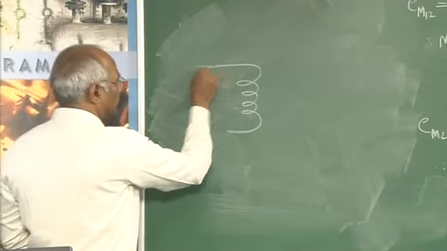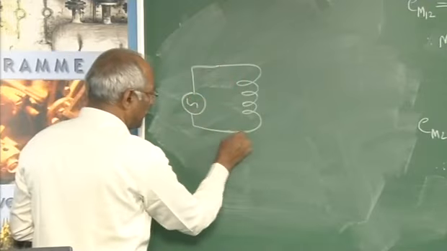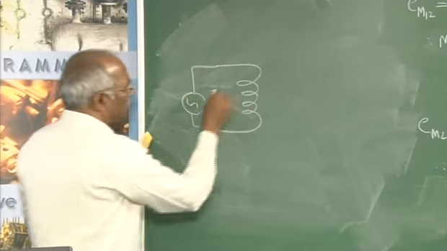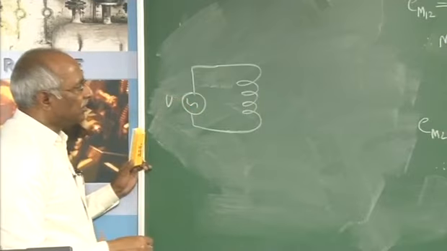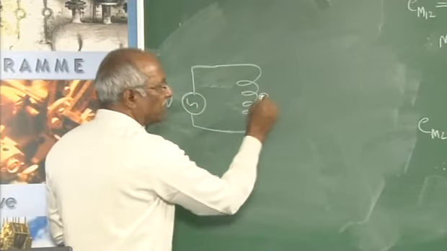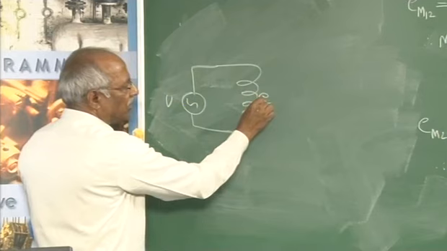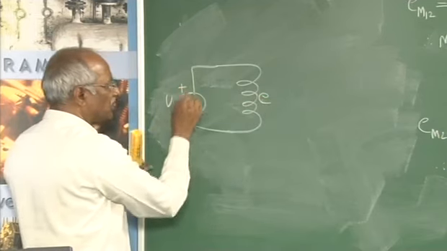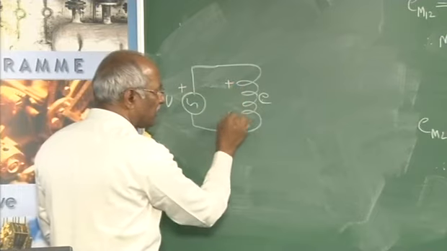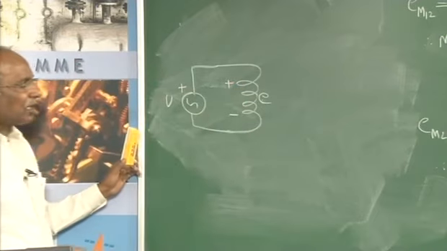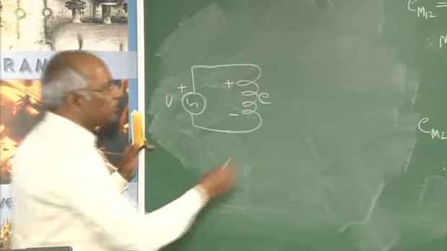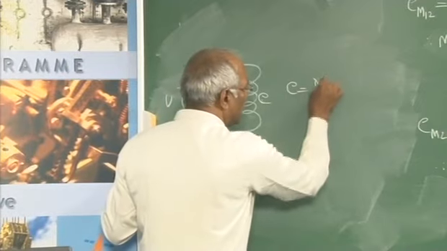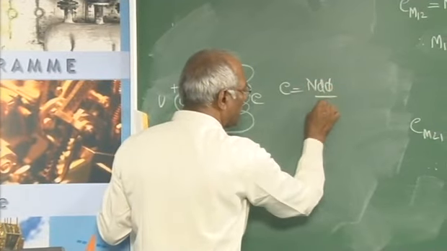Say if this is the applied voltage, there will be a self-induced EMF E. The nature of this one will always be such that it opposes this. If this is positive at this instant, this must be negative to oppose the cause. And E is equal to N d phi by dt.